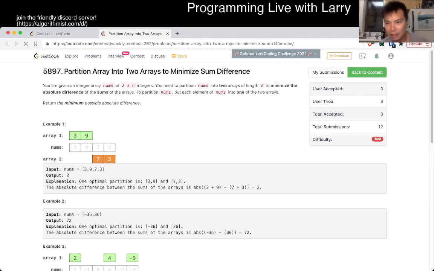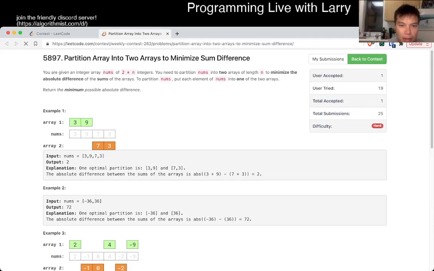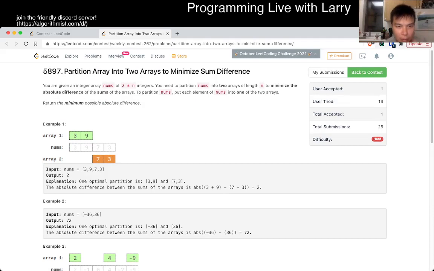Have people finished this contest yet? One person has, maybe? Okay. Caught up some time on that third problem, but need to finish. Okay.